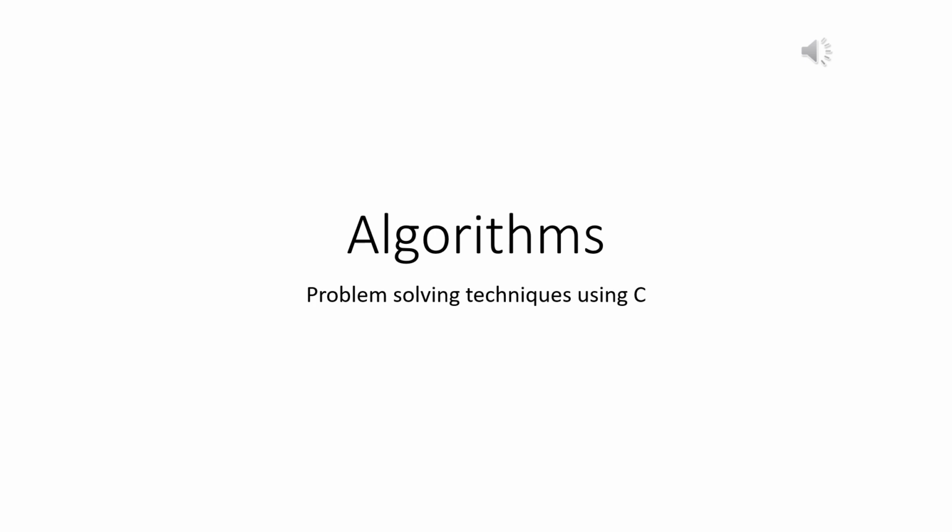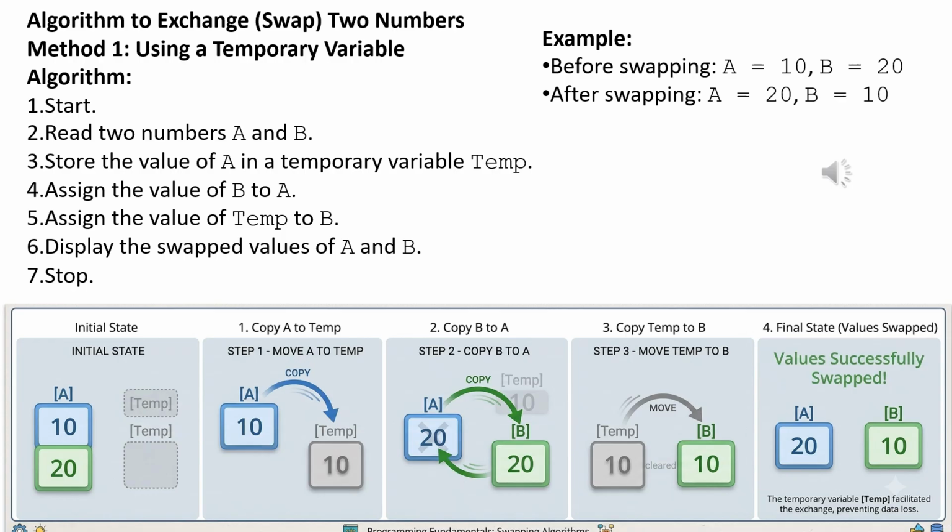Dear students, today we are discussing algorithms in problem solving techniques using C. The first algorithm is exchanging two numbers using a temporary variable.